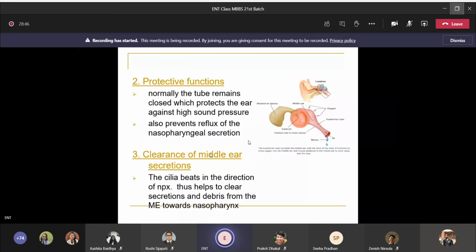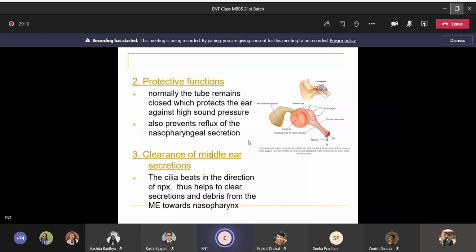Another protective function of the eustachian tube: normally the tube remains closed, which protects the ear against high sound pressure. It also prevents reflux of nasopharyngeal secretion. Now, clearance of middle ear secretion: cilia beat in the direction of the nasopharynx, thus helping to clear secretion and debris from the middle ear towards the nasopharynx.